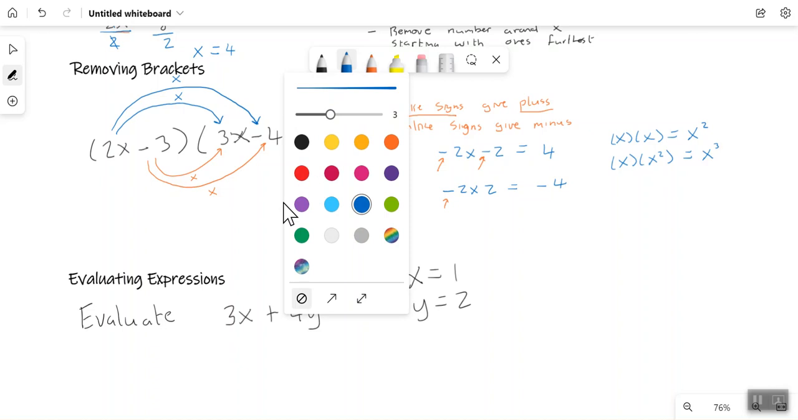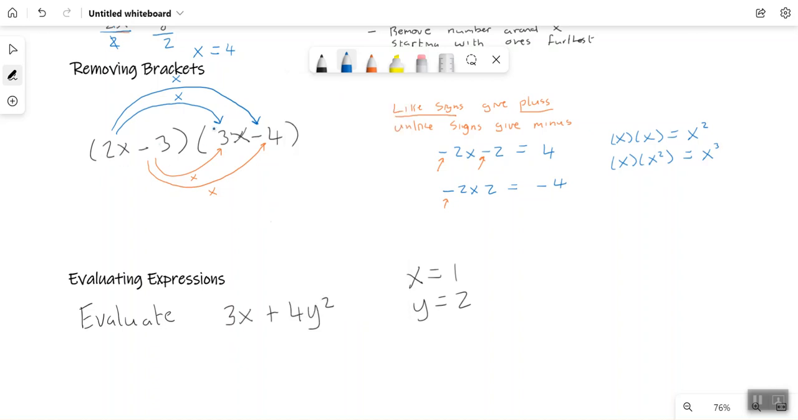So let's work through this, and let's work this one out. 2x multiplied by 3x gives me 6x squared. So 2 by 3 gives me 6, x by x gives me x squared. 2x multiplied by minus 4 gives me minus 8x. See the way we have unlike signs, positive 2, negative 4, therefore it's negative 8, and so it's going to be equal to minus 8x. Then we have these guys here. So minus 3 multiplied by 3x gives me minus 9x.